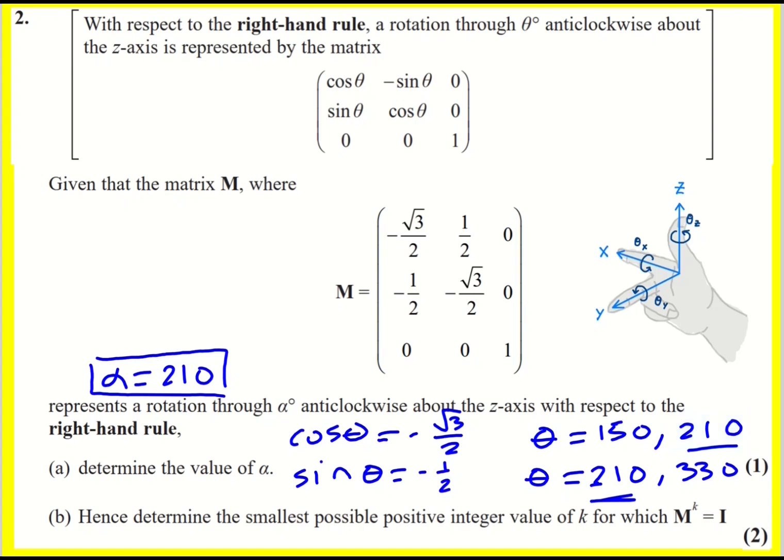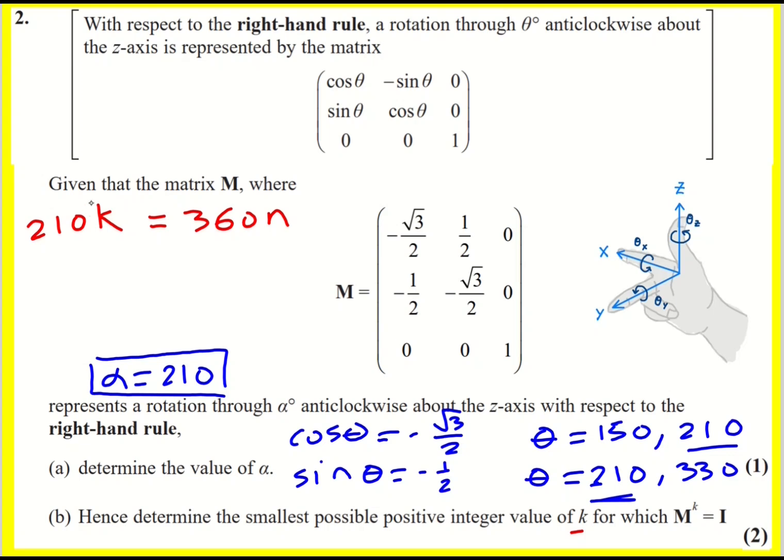Let's determine the smallest possible positive integer value for k, for which M to the k is equal to I. Remember, this is a rotation, so we're just going to keep rotating until we get back to pointing the same direction we did at the beginning, which is going to be some whole number of 360. If I rotate k times, I will have rotated 210 times k: first time 210, second time 420, and so on. That must equal 360 times n, for some integer n. That's how you're going to do this question.